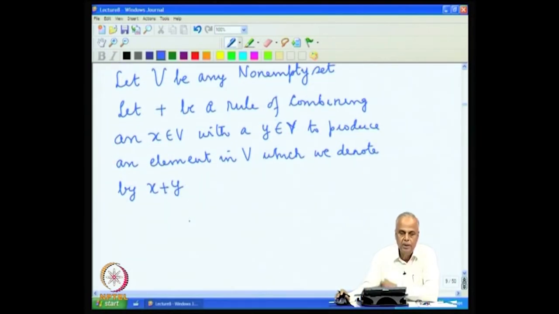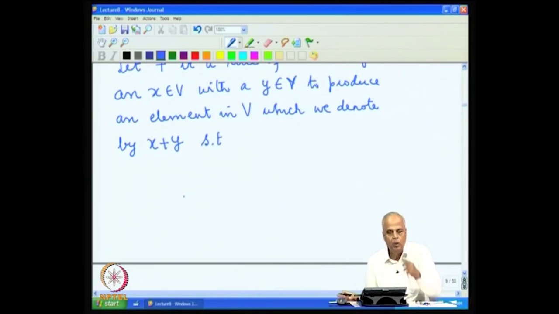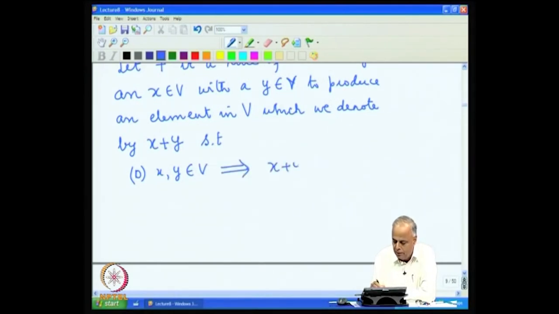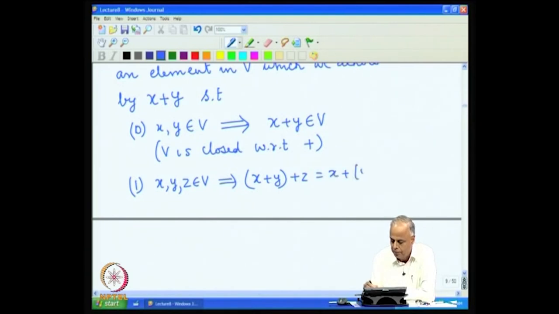It is only symbolic. The outcome of this combination is x plus y, and we now demand that all the rules that plus obeyed in R and Rk be obeyed by this new rule of combination. What are these rules? We had the zeroth rule: if x and y belong to V, then the result of the combination must also be in V. We say V is closed with respect to this operation plus. Then we demanded associativity. So, x, y, z in V implies x plus (y plus z) must be equal to (x plus y) plus z. This is the associativity of plus.